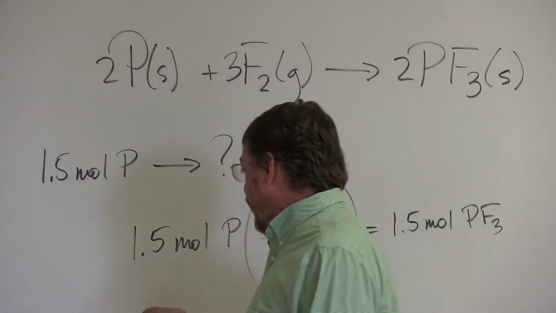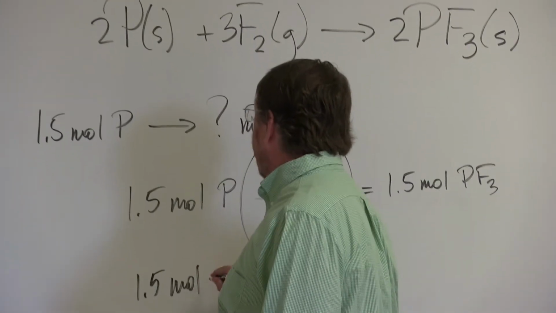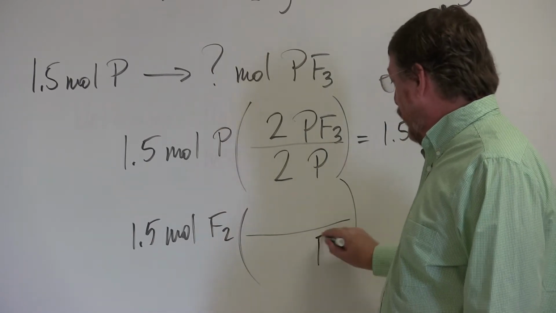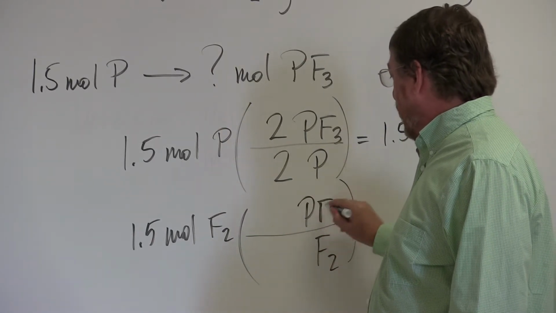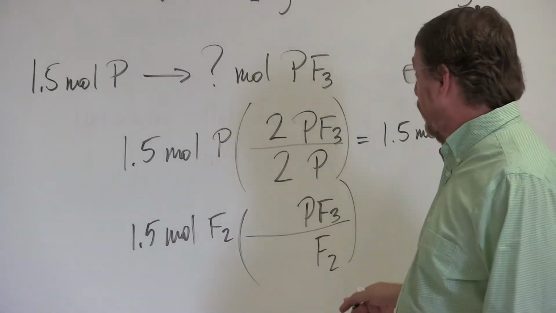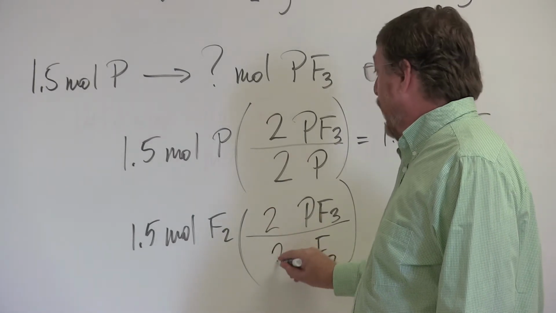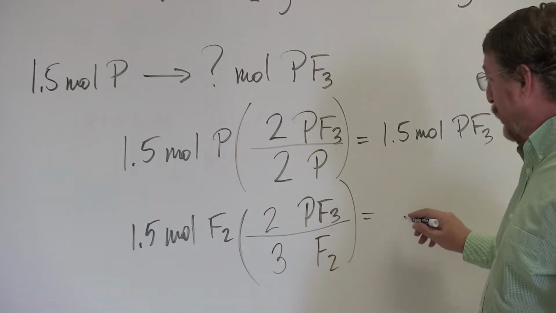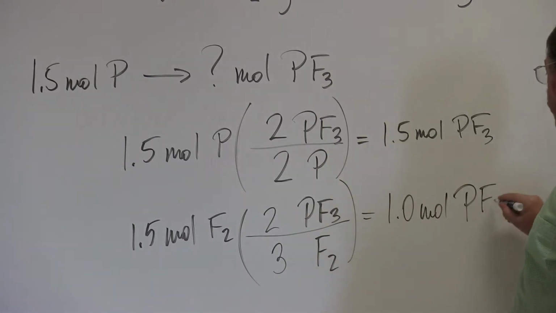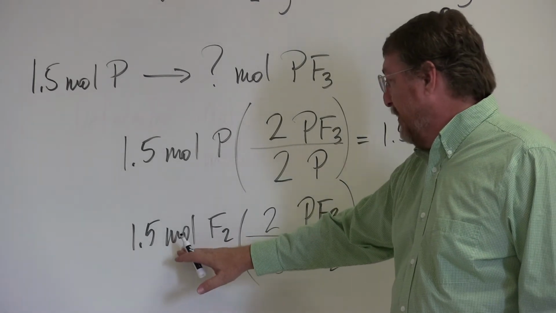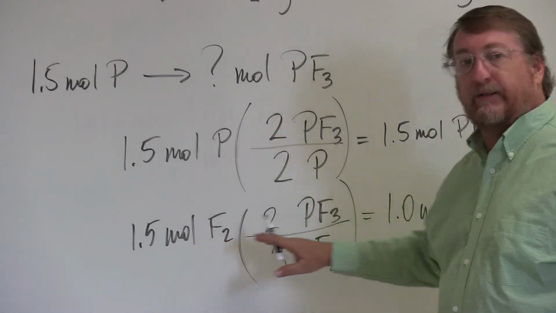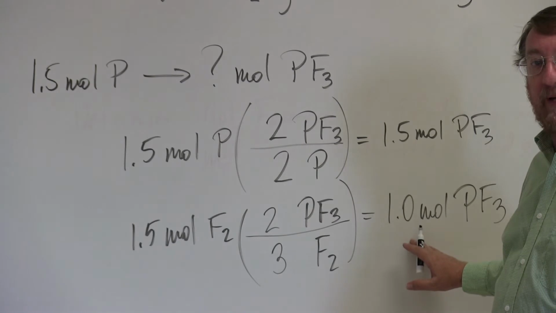Let's do one more. What if I had 1.5 moles of fluorine? Okay, now my mole ratio, fluorine's going to go to the bottom and PF3 on top. So I'm trying to find out if I had 1.5 moles of fluorine, how much PF3 would I make? So now I'm going to have 2 and 3. So I'm going to get basically 1 mole of PF3. So 1.5 moles of fluorine is going to make only 1.0 moles of PF3.